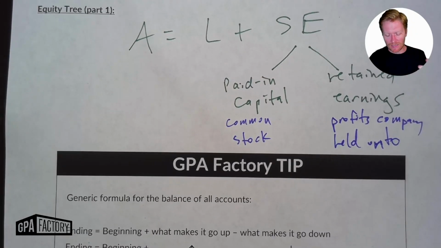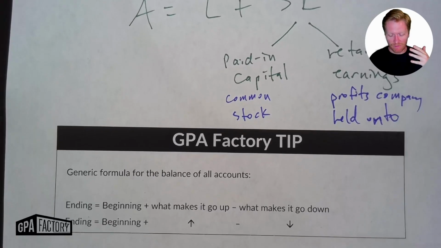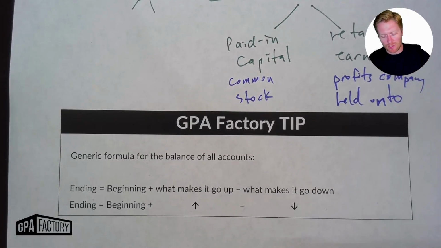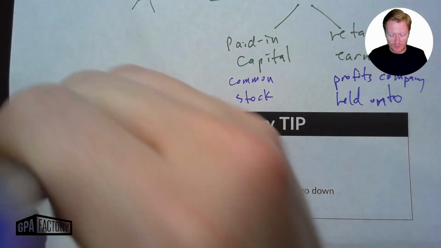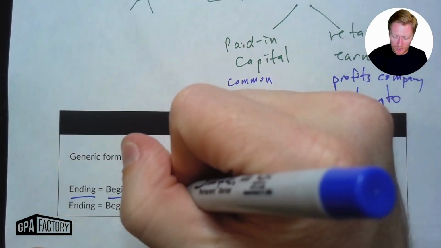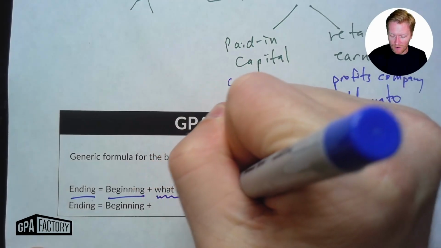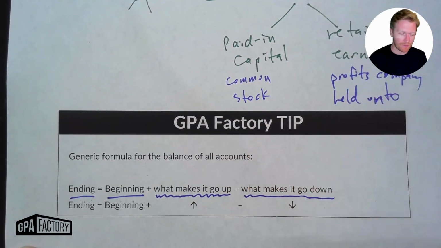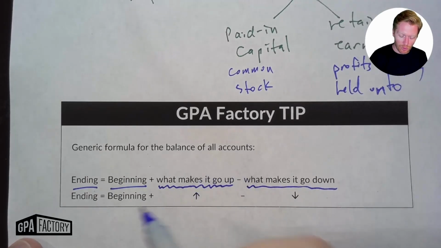But then the last thing that I'll leave you with is the generic formula for the ending balance in all of our accounts. Our ending balance is, what did we start with? What was the beginning balance? Plus, here's where our brains have to come in and fill in the gaps, plus what makes it go up, minus what makes it go down.